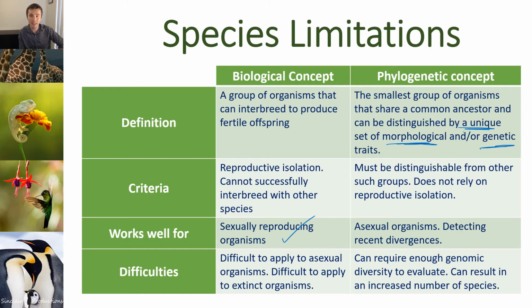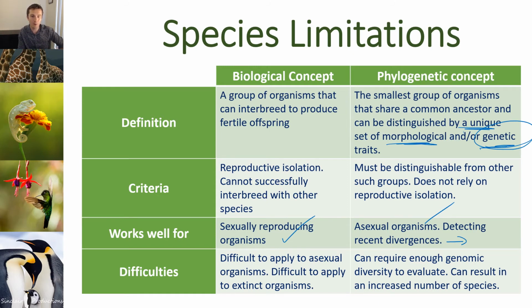While the phylogenetic species concept works well for asexual organisms, because we can actually classify them based on that concept, it also works really well for detecting recent divergences, so when organisms split, particularly when we start looking at genetic traits, because we can get that greater level of detail to understand when the splitting of two different organisms occurs.